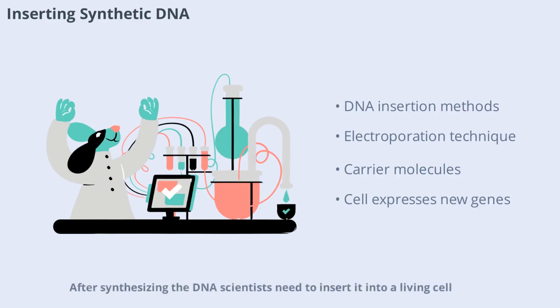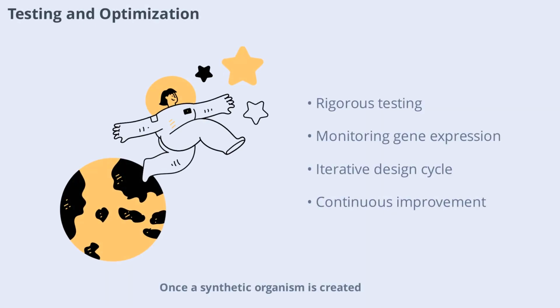After synthesizing the DNA, scientists need to insert it into a living cell. This is typically done using techniques like electroporation, where an electric field makes the cell membrane temporarily permeable, or by using carrier molecules. Once inside, the synthetic DNA can integrate with the cell's own genetic material or function independently, depending on the design. The cell then begins to read and express the new genetic instructions, effectively becoming a synthetic organism with novel capabilities. Once a synthetic organism is created, it undergoes rigorous testing to ensure it behaves as intended.